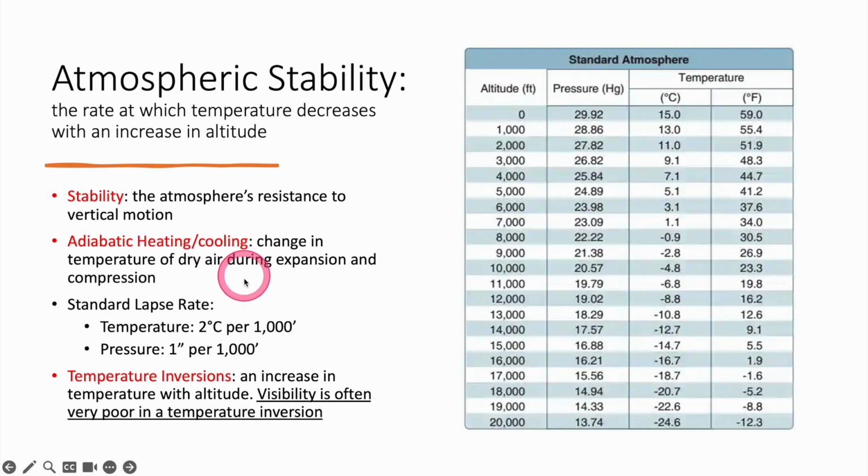Adiabatic heating and cooling occurs when there's a change in temperature with expansion or compression. And this should be familiar: standard lapse rate, how pressure and temperature change with altitude. Temperature should change 2 degrees for every 1,000 feet. We should have a decrease, and pressure should decrease 1 inch of mercury for every 1,000 feet. So you can look at this table and see that it decreases 1 inch of mercury and 2 degrees Celsius for every 1,000 feet. There are obviously some discrepancies, it's not perfect, but it's a standard way to measure it.